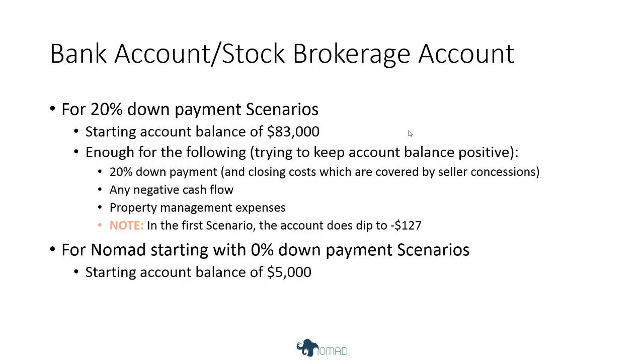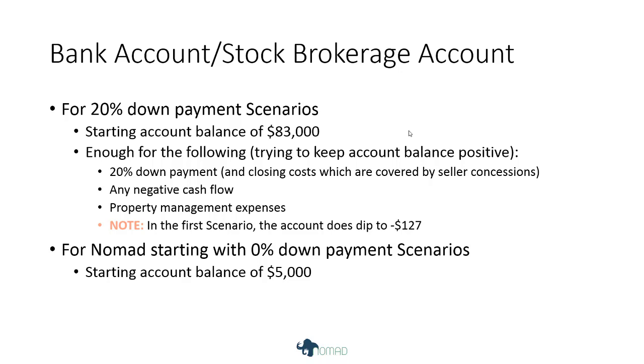Make sense? Okay. So for Nomad starting with 0 down, for when we talk about Nomad in the third step, the assumptions are going to be your starting account balance of 5K. So you're going to be able to acquire 11 rental properties starting with $5,000 in your bank. The other one, we're starting off with 83,000 to do 20% down.